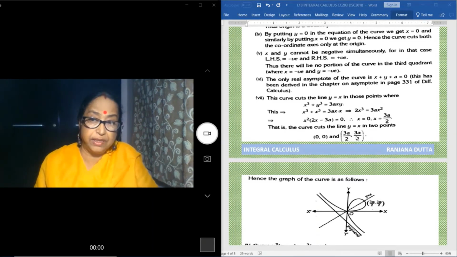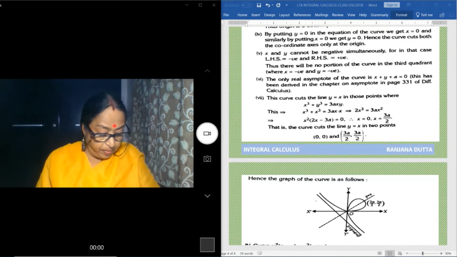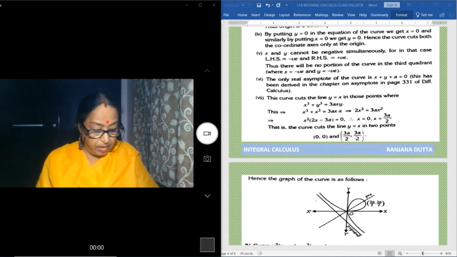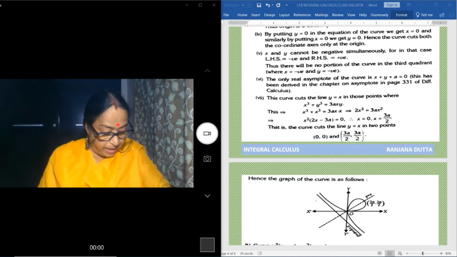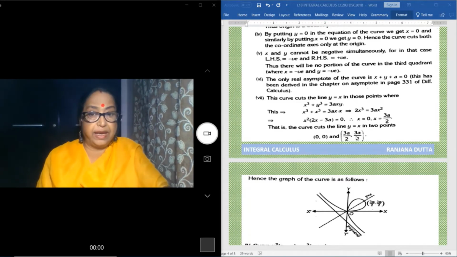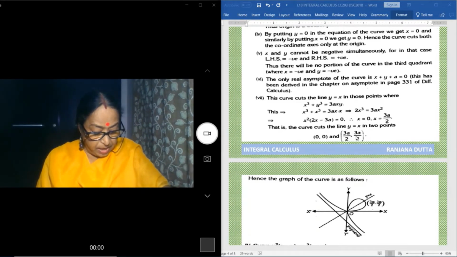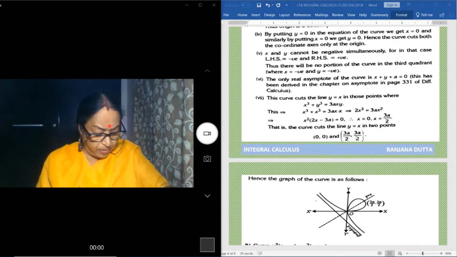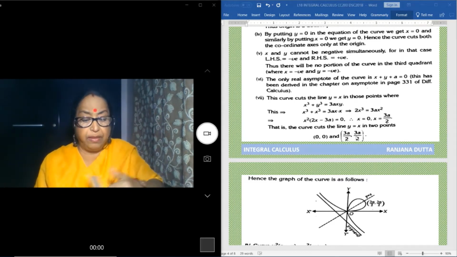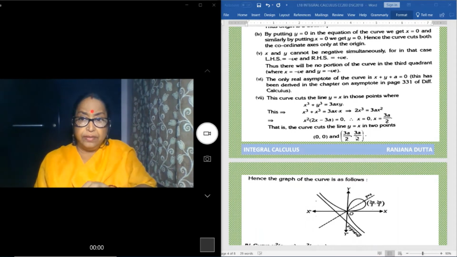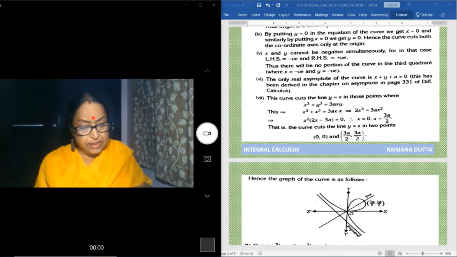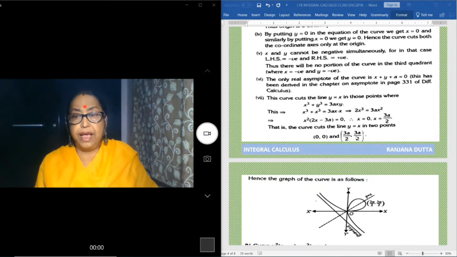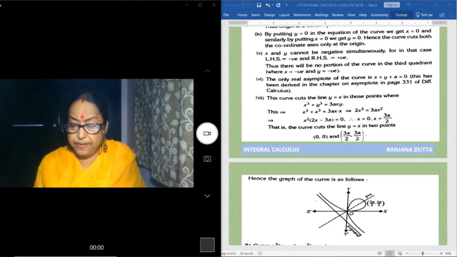Thus, the curve cuts the line y is equal to x, where x cube plus y cube is equal to 3axy. Putting y is equal to x, we get x is equal to 0 and x is equal to 3a by 2. So calculating again, we also get y is equal to 0 and y is equal to 3a by 2. So using these postulates, we can draw a curve as you can see on your screen.